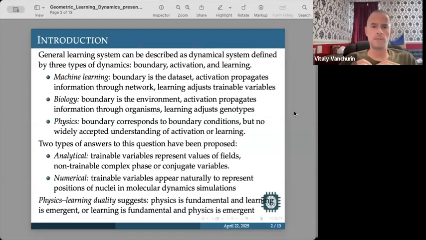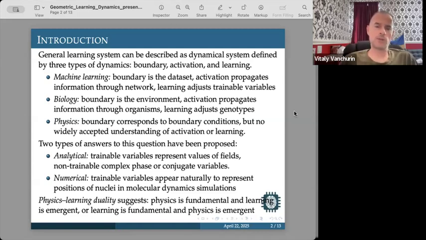Okay, so let's start with a brief introduction. What do I mean by a learning system? A learning system is a dynamical system. And yes, if you have any questions, just stop, interrupt me. This is not an official presentation. It's just a journal club meeting, so there are supposed to be free discussions.